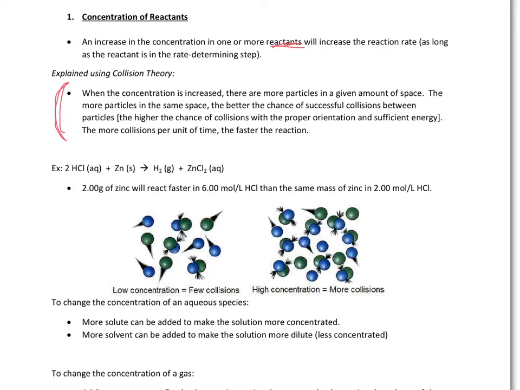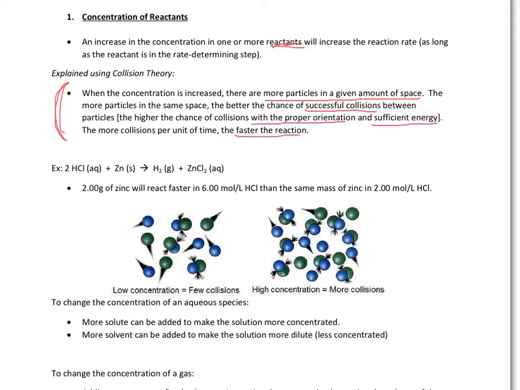When the concentration is increased, there are more particles in a given amount of space. The more particles in the same space, the better the chance of successful collisions between the particles. And therefore, the higher the chance of collisions with the proper orientation and sufficient energy as stated in the collision theory. Giving more collisions per unit of time, this will increase the reaction rate.